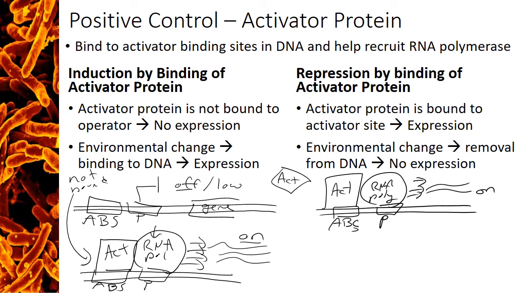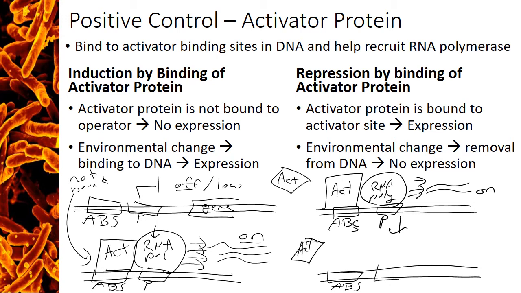So this gene is on, but then something in the environment changes. That change causes the protein to come off of the activator binding site, so it's no longer bound. Because it's no longer bound, RNA polymerase is not coming in and binding to the promoter, and without RNA polymerase, we're not getting transcription, and so the gene has been shut off. So again, we've gone from on to off, which is repression of the gene, and it's controlled by the binding or the unbinding of the activator protein.